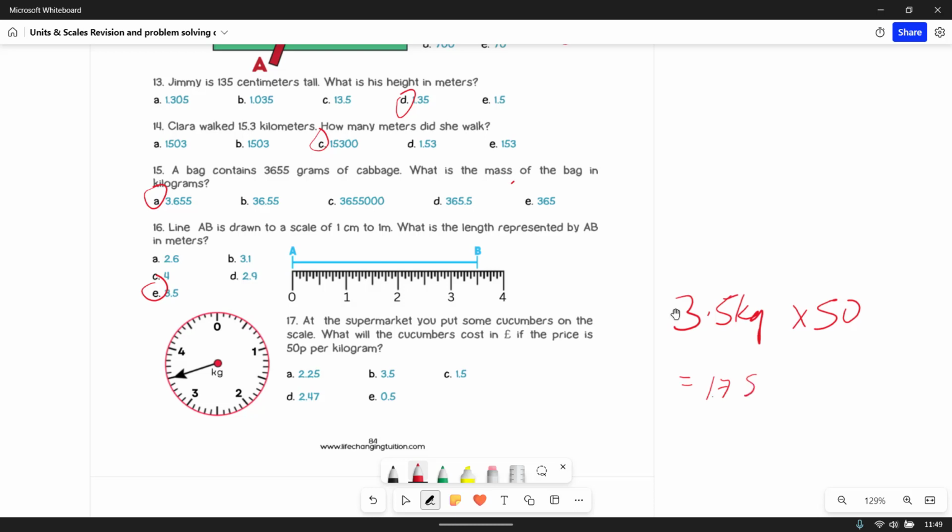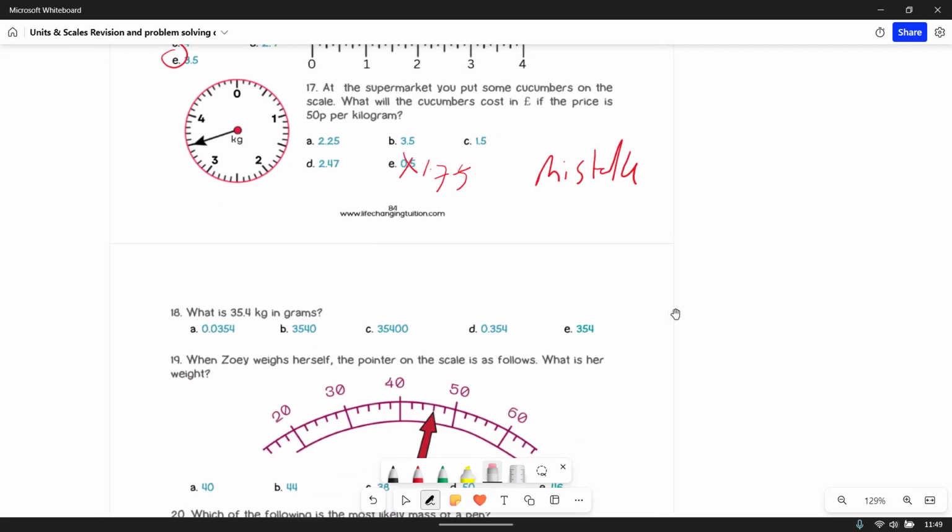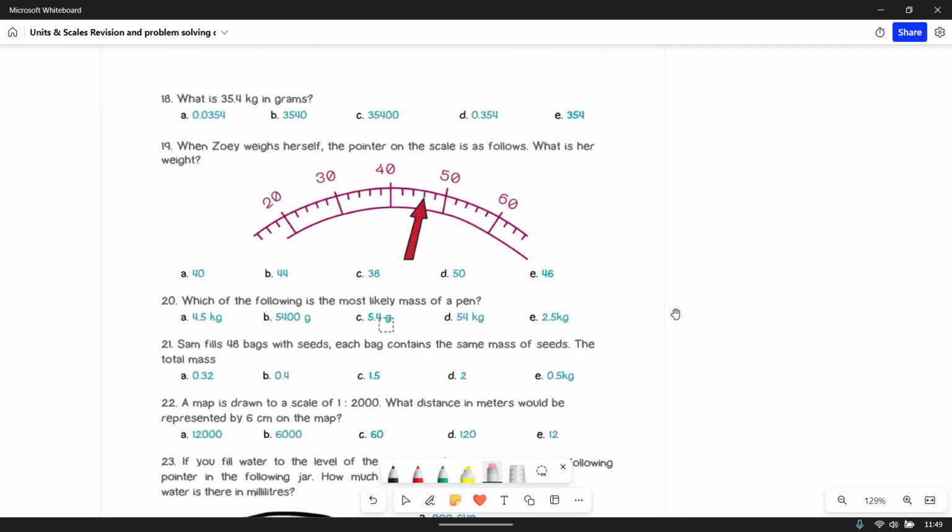Or £1.75. So it's not there, so 16 E. Right, 16 E. So this is wrong, mistake there. Should be 1.75. Mistake. Okay, let's move on.